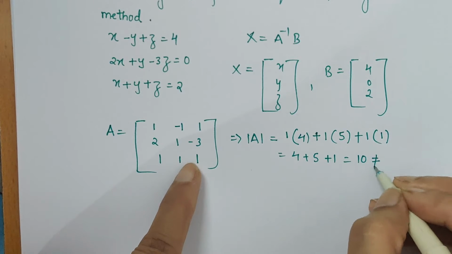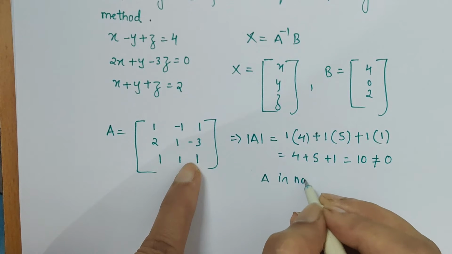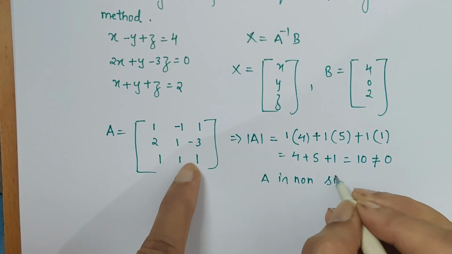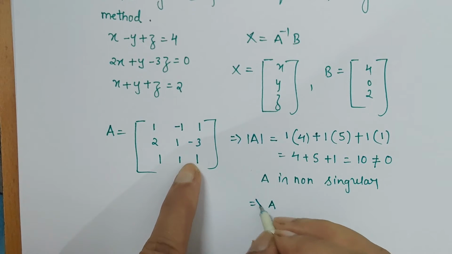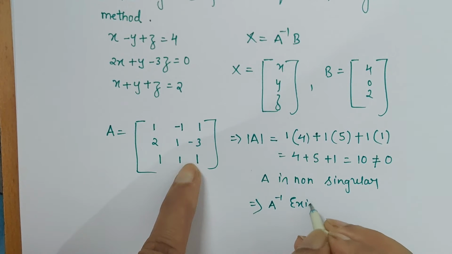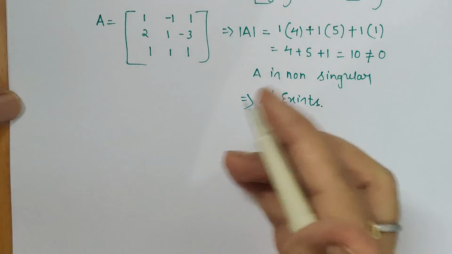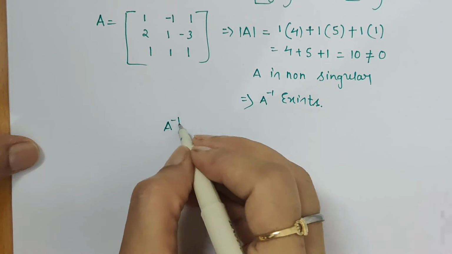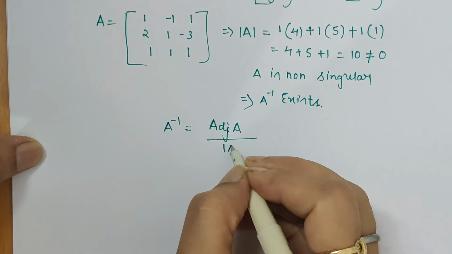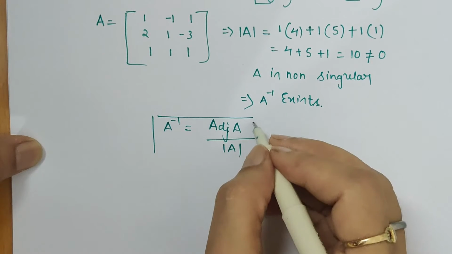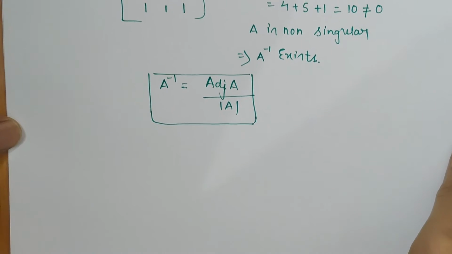Since the determinant of A is not equal to 0, the matrix is non-singular, and when the matrix is non-singular, it implies A inverse exists. Now here comes the role of this formula. A inverse is adjoint of A upon determinant of A. This is the formula for finding A inverse. See, none of these steps can be eliminated.